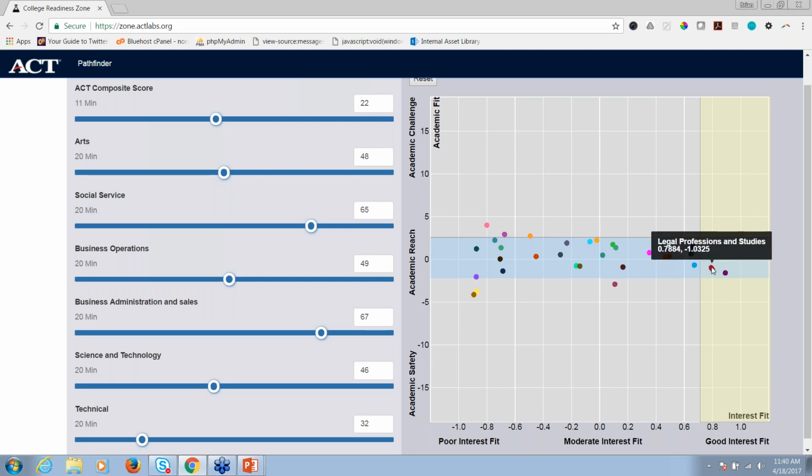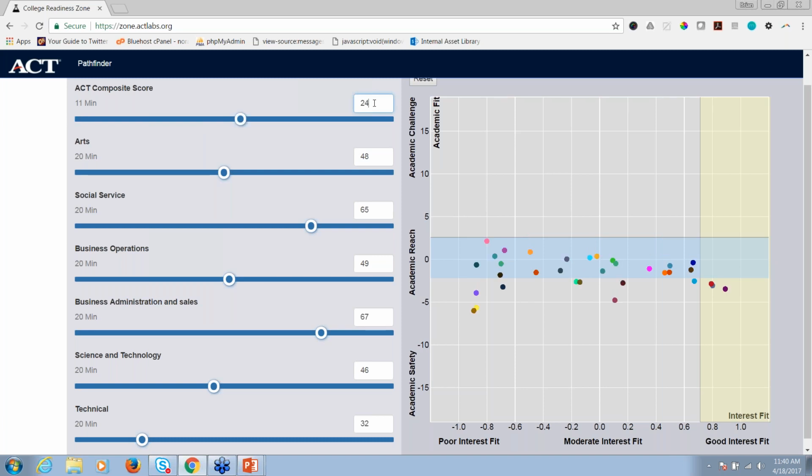This is legal professions and studies, and could learn more about that or find schools near them that are offering this major on their campus. But the tool also is interactive, so if the student retested and scored higher, the majors would be plotted, would be updated. So really, we see the value is knowing more about a student. We can provide more personalized feedback to those students to help them with their educational and career planning.